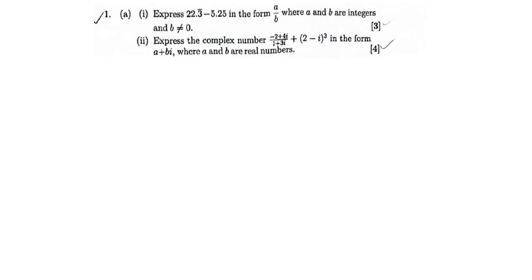a rational number. So express the complex number negative 2 plus 4i over 1 plus 3i plus 2 minus i raised to the third power.